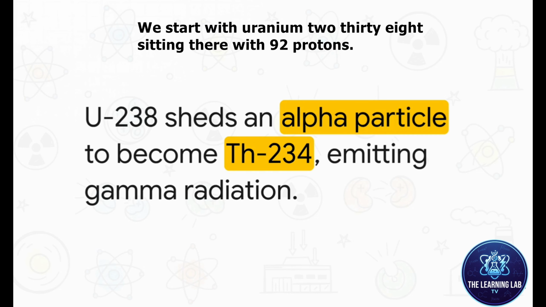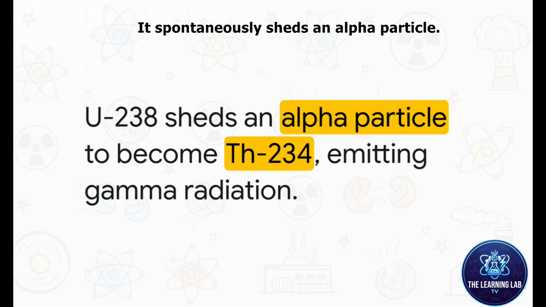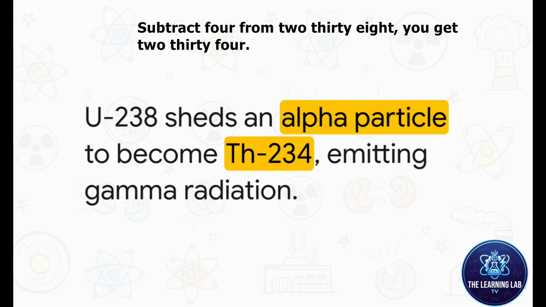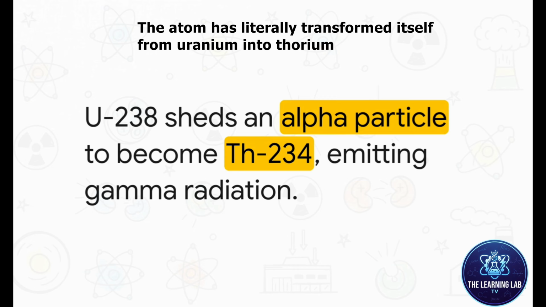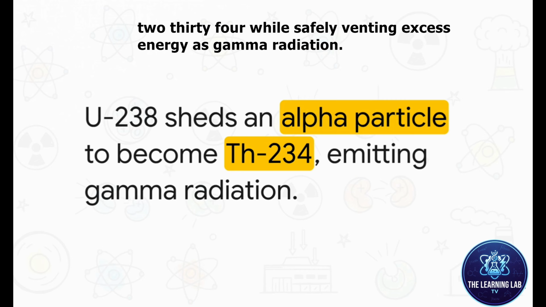We start with uranium-238, sitting there with 92 protons. It spontaneously sheds an alpha particle. That's the helium-4 on the right. Subtract 4 from 238, you get 234. Subtract 2 from 92, you get 90. The atom has literally transformed itself from uranium into thorium-234 while safely venting excess energy as gamma radiation.